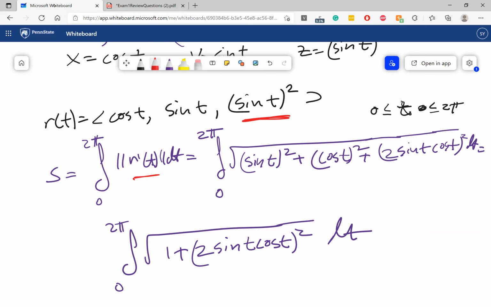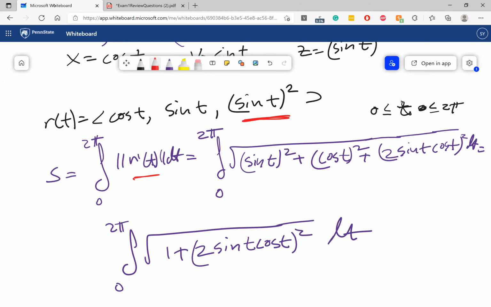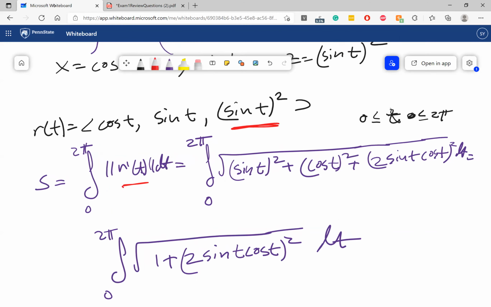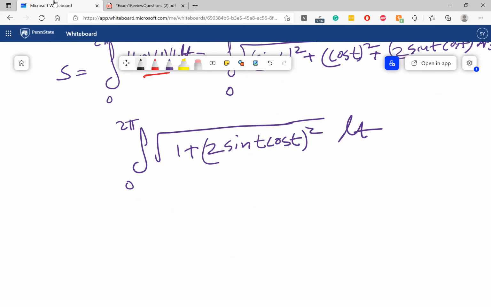Okay, so now, what is the curvature of this curve at the point 0, 1, 1? So first the question is, when do we hit 0, 1, 1? And that happens when cosine is equal to 0, and sine is equal to 1, which happens at pi over 2. So first the question then is, what is the curvature at pi over 2?